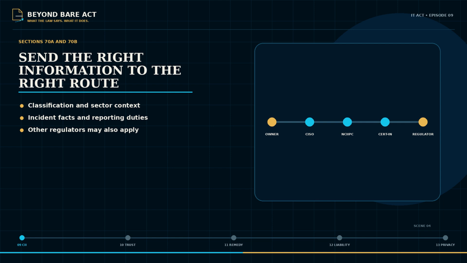Riya's vendor should know which customer environment is in scope, who owns the regulatory relationship, and which reports the vendor must support. She should not independently send sensitive protected system details to an unverified address. The internal CISO or designated incident lead should use established channels, minimize unnecessary disclosure, and keep a record of what was reported, by whom, when, and under which obligation.